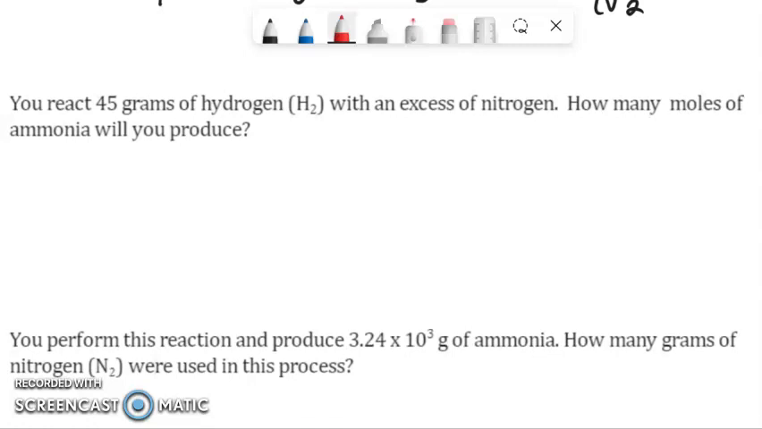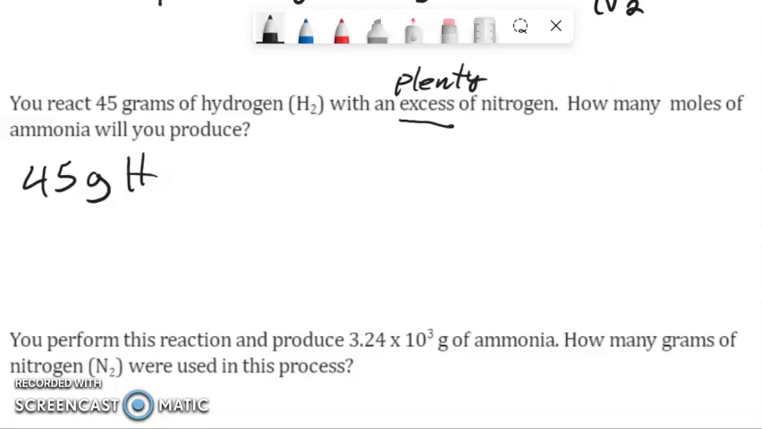You react 45 grams of hydrogen. I'm going to write that down as my given. 45 grams hydrogen with an excess of nitrogen. So an excess means you've got plenty of it. You won't run out of nitrogen. This means essentially when we're doing these word problems that you can largely not worry about whatever you have an excess of. How many moles of ammonia will you produce? So we're being asked for moles of ammonia.